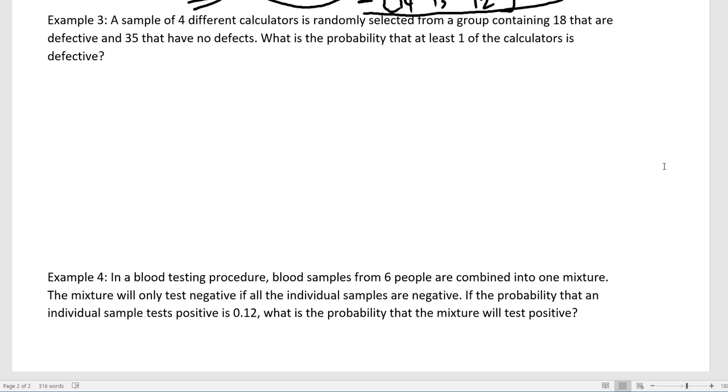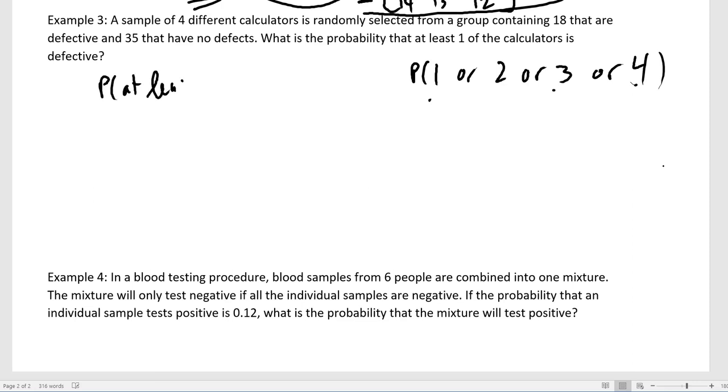Alright, I don't want to sit there and do one is, this really means what? 1 is defective, or 2 is defective, or 3 is defective, or all 4 are crappy calculators, right? I don't want to calculate each of these probabilities and add them up. It's easier to say at least one is the same thing as not all of them working. Okay?